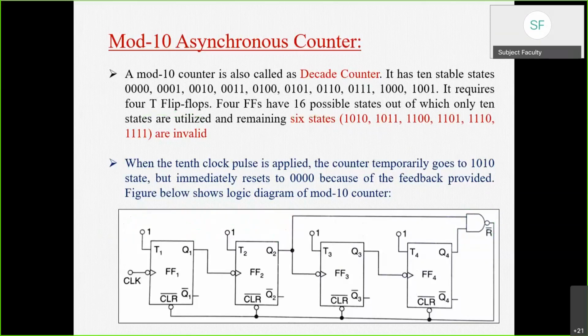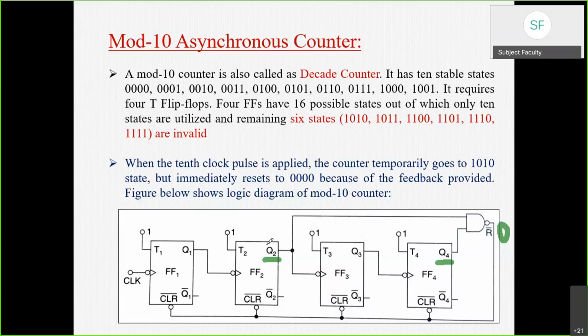In order to skip these 6 states, there is an arrangement, and this is the arrangement. It is similar to the mod 6 arrangement. Again, we are using one NAND gate, but now one input of the NAND gate is Q4, you can observe this connection here, and the second input is Q2. And this R bar, again, is connected to the clear inputs of all the flip-flops. So whenever this R bar becomes 0, all these flip-flops will reset themselves, and the counter will also reset to 0000.